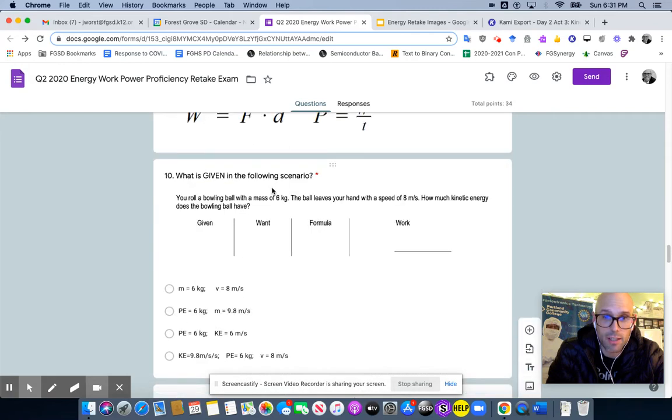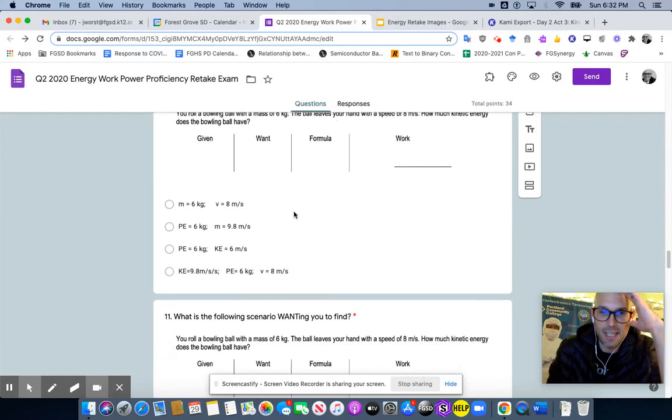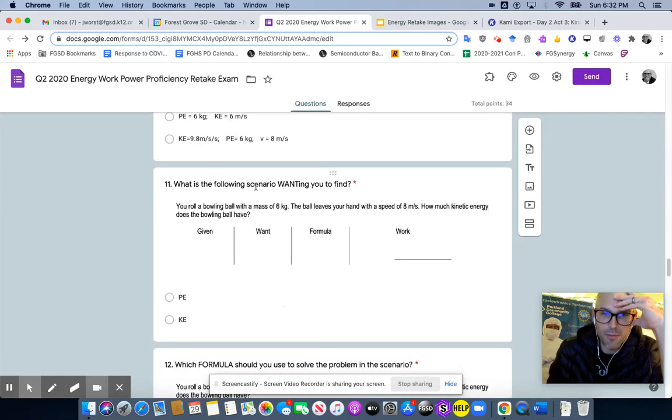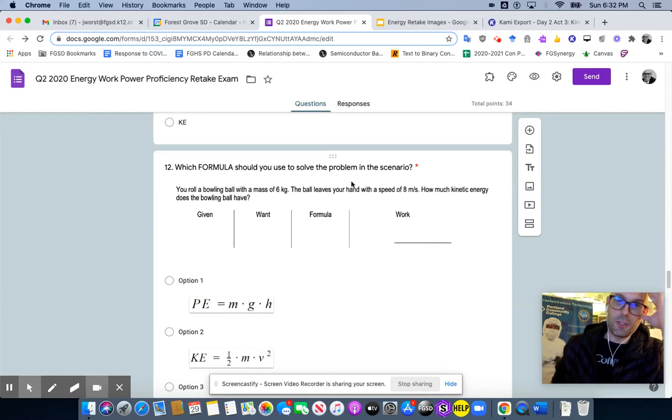So right here, what are you given in the following scenario? Like, what does this scenario give you? Kind of like what we've done in class. And then the next question, what is the following scenario wanting you to find? So what do you want to solve for? And which formula would you use? So what formula would you write there? I think you all get it. We've done this many times.